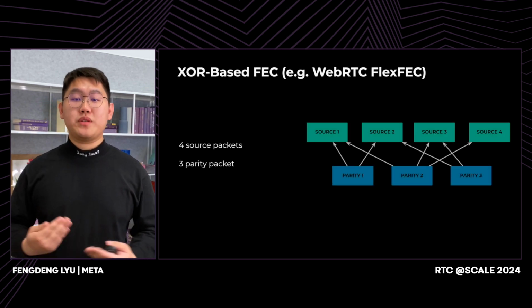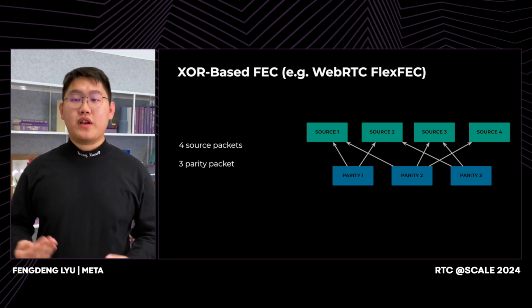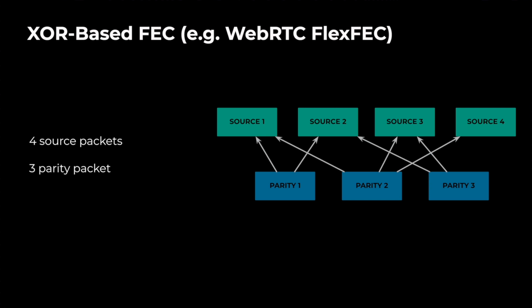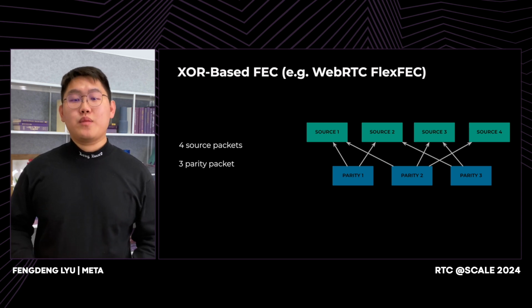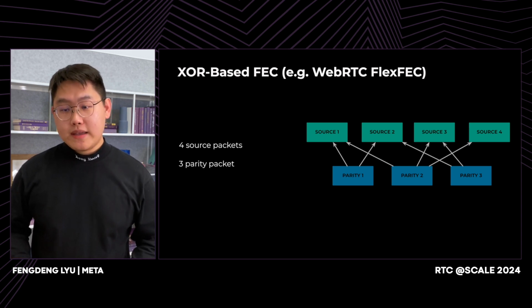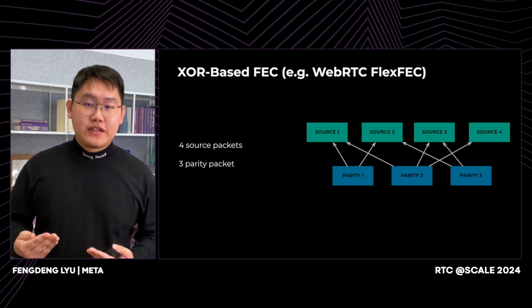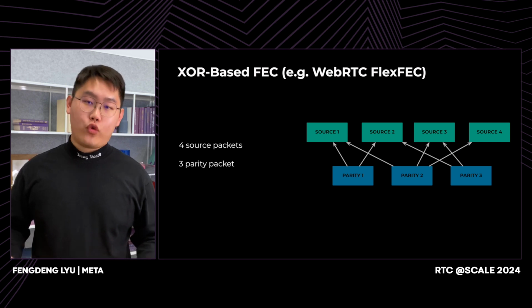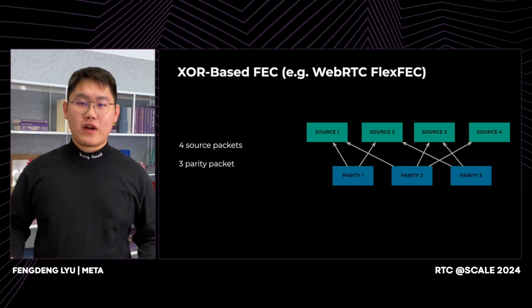WebRTC has a mature implementation for XOR-based FEC, such as FlexFEC and ULPFEC. They work similarly. For example, if we want to protect 4 source packets with 3 parity packets, after looking up the table, here's the protection schema. Recovery is only possible if only one packet is lost in the protection group. For example, in this protection schema, parity packet 2 is protecting S1, S3, and S4. If both S1 and S3 are lost, S4 cannot be recovered at all.